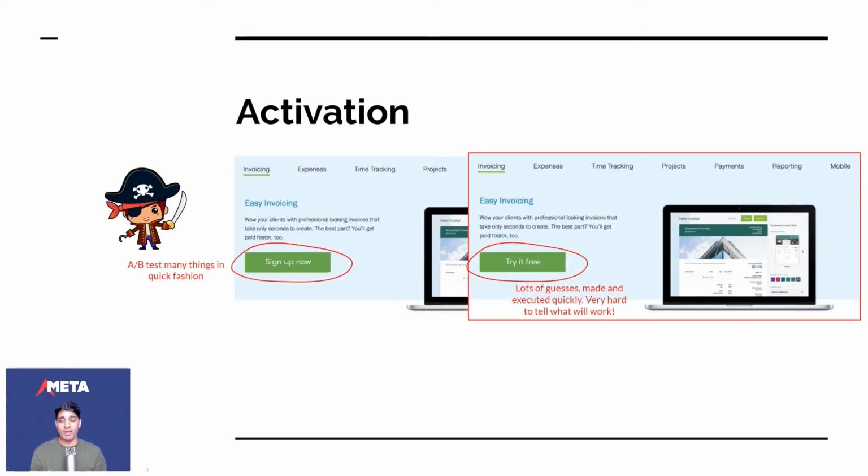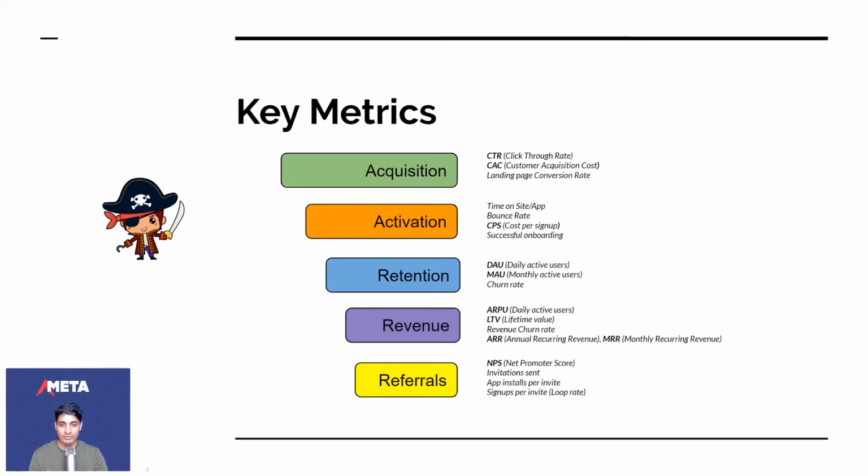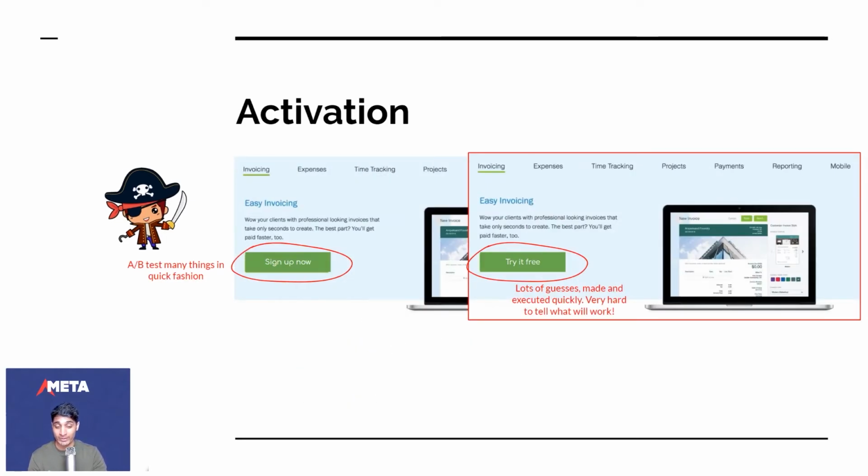So here's an example. What we do is, we'd have a sign up now button, and we would A/B test it, have a different button, which is try it free, and make a lot of such guesses. So in the activation period, because you don't know what's going to work best, because this is your user's first interaction with you, you try many different things. You make an educated guess, you try it, and then you check your activation metrics. Let's go back to the activation metrics, which is the time on site, you check the bounce rate, you check the cost per sign up, and you check the successful onboarding, right? How many people are successfully being onboarded.